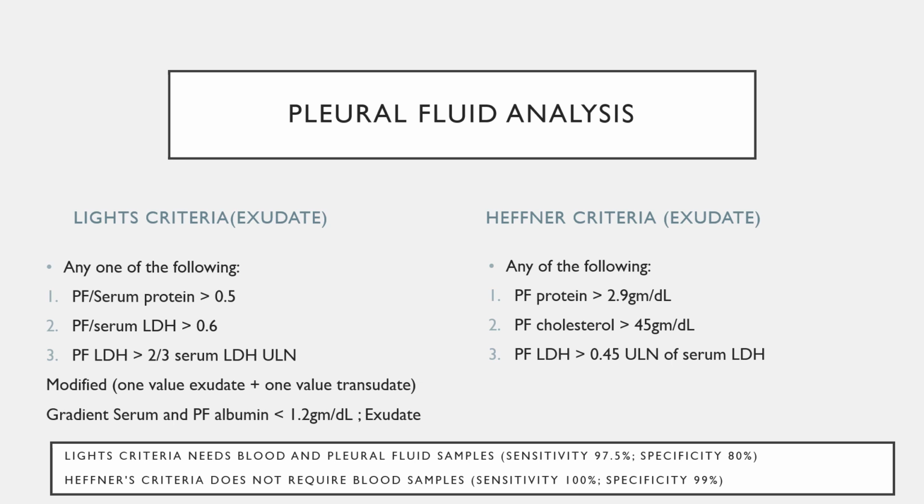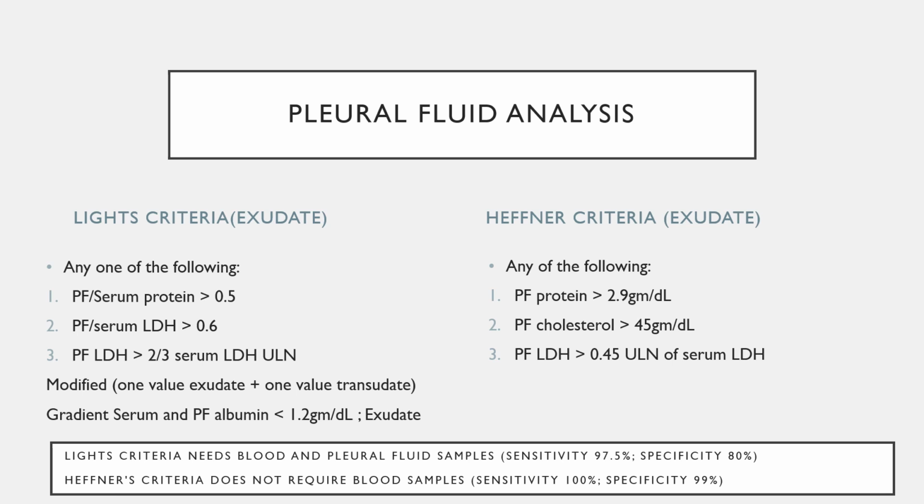Or if the pleural fluid LDH to serum LDH ratio is greater than 0.6, it is also an exudate. Or if the pleural fluid LDH is greater than 2/3 the upper limit of normal of serum LDH, then again the pleural fluid is an exudate.